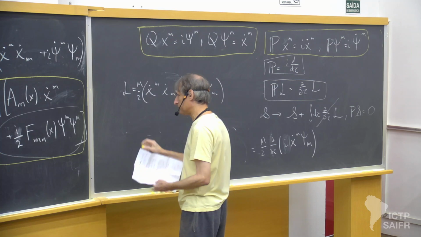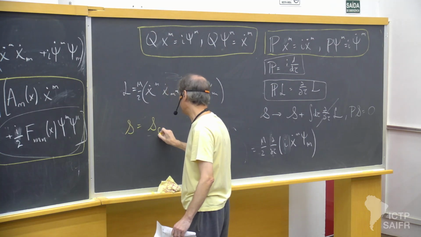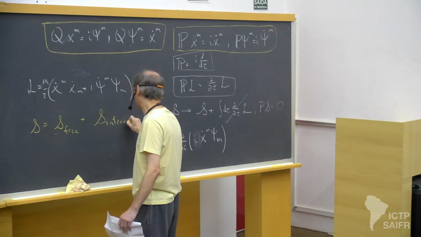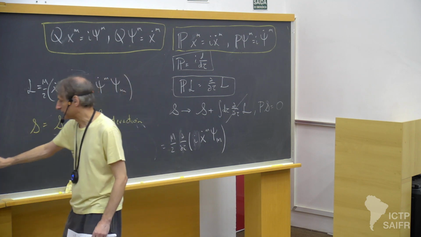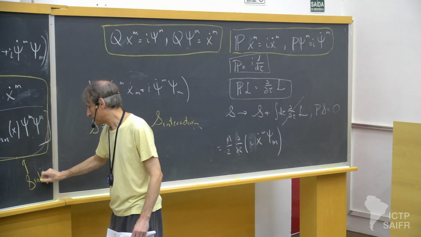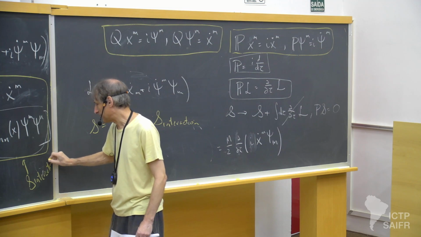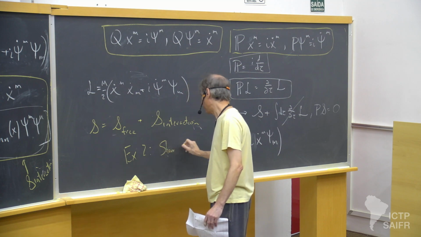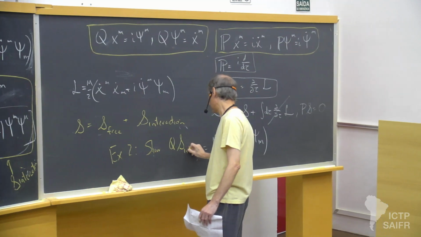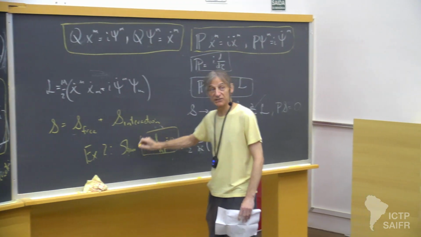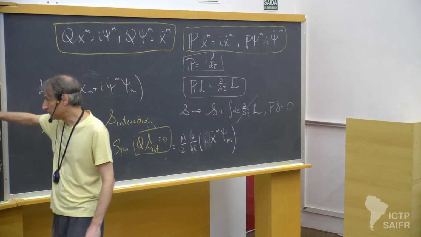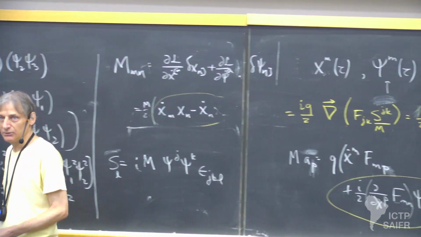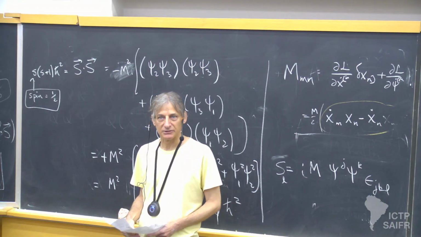So S is equal to S free plus S interaction, where this is S interaction. So the second exercise: show that Q of S interaction equals 0, so that the whole action is supersymmetric. Okay? So obviously you need to use both of these terms, otherwise it's not going to be supersymmetric. Okay, any questions? Sorry for going over time.